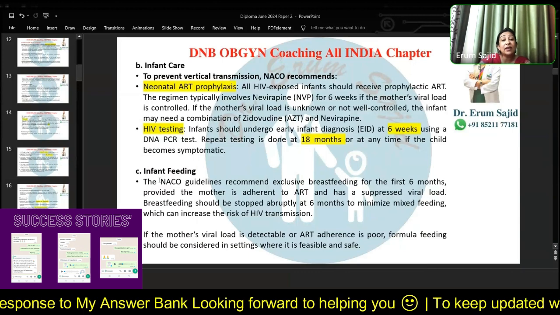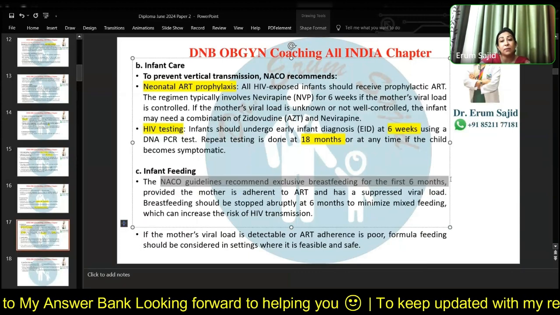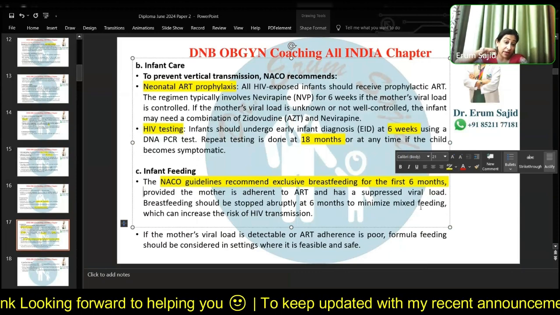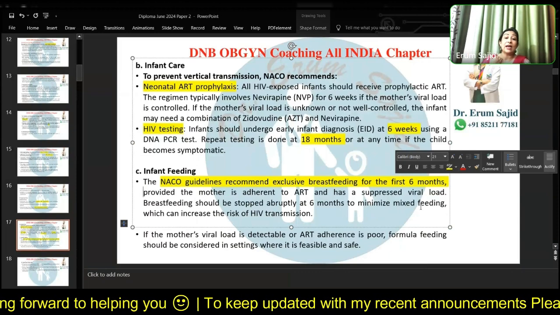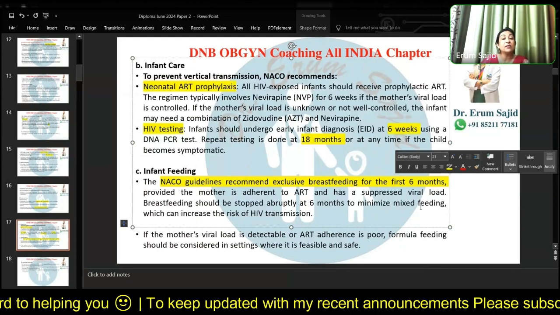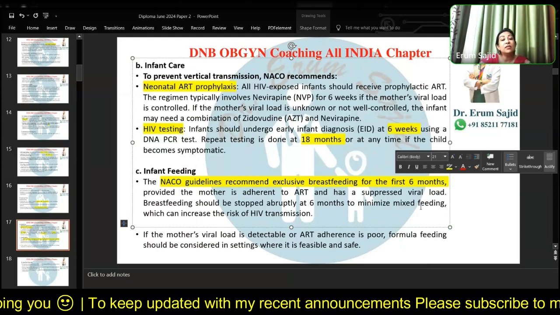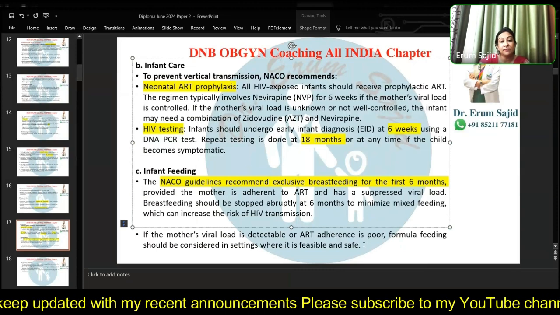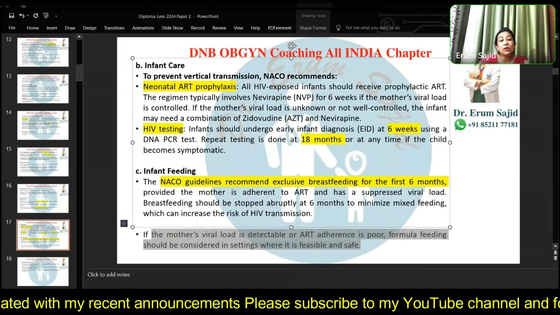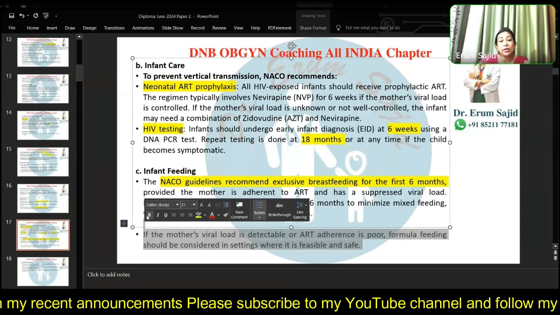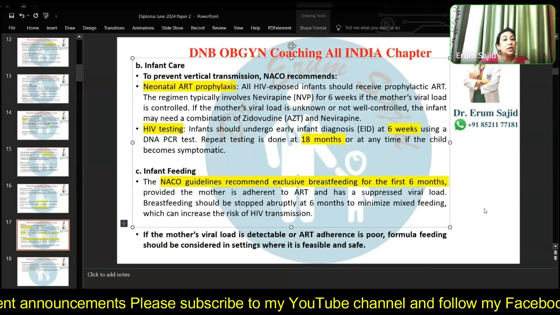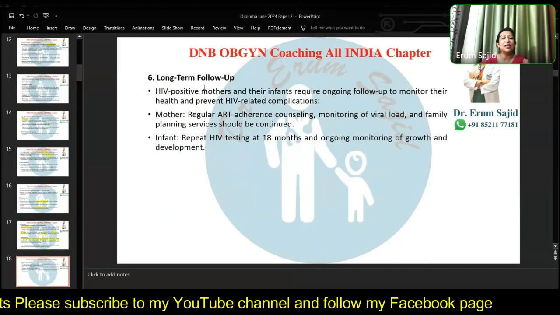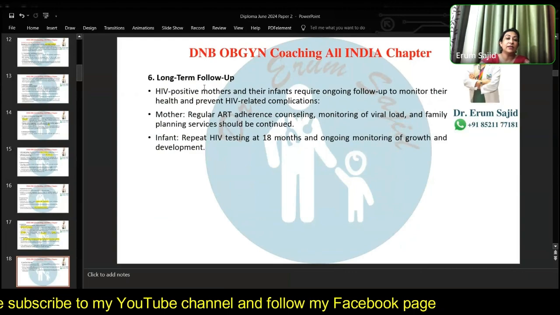And infant feeding. The NACO guidelines recommend exclusive breastfeeding for 6 months, provided the mother is adherent to ART and has a suppressed viral load. Breastfeeding should be stopped abruptly at 6 months to minimize mixed feeding, which can increase the risk of HIV transmission. If the mother's viral load is detectable or ART adherence is poor, formula feeding should be considered. So it's very, very important what the mother is going through, and accordingly we give formula or breastfeeding. Correct? And then long-term follow-up with the same adherence to ART and HIV testing. That's it.